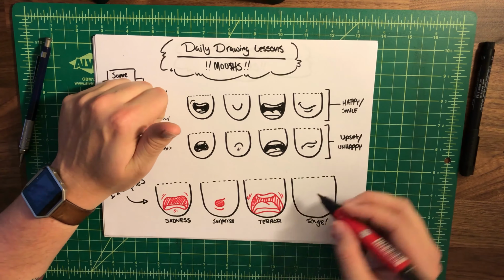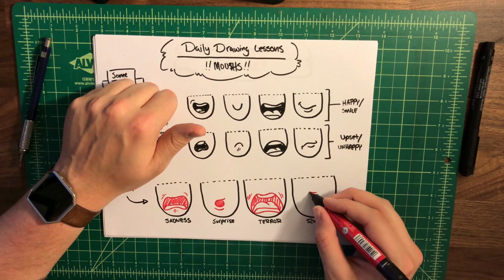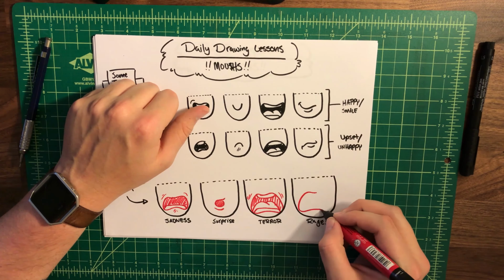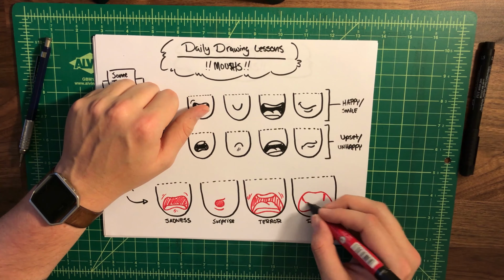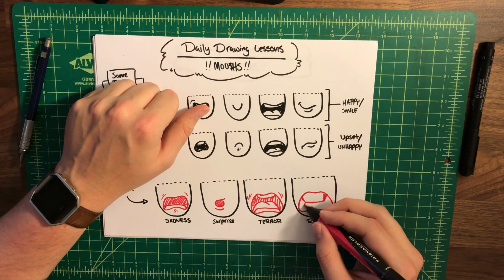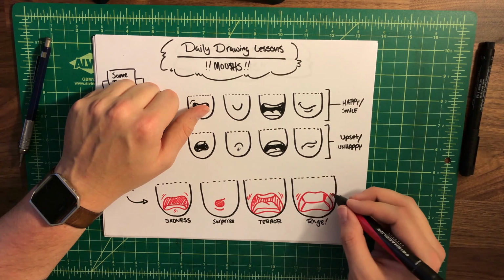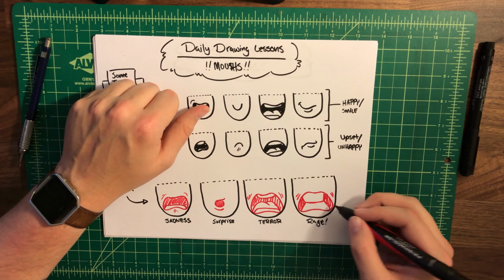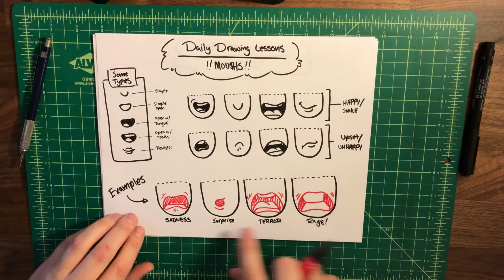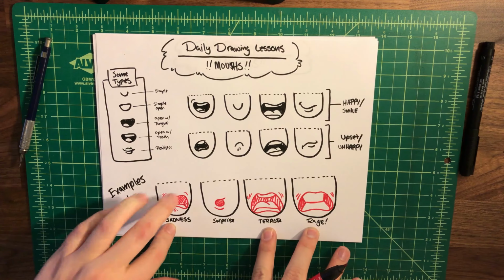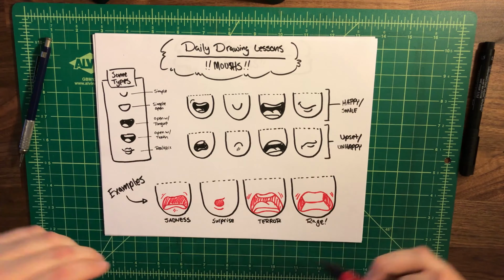Now, for rage, it's going to be something very similar to this. We're going to do the same type of shape here. But this time, the teeth are going to come all the way down and connect, just like so. So now you see four different types of emotion here. And you can also see how these three right here are very similar in mouth shape. It's just different sizes and different elements within the mouths.